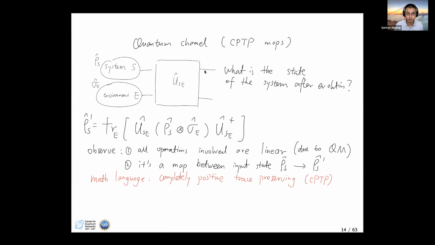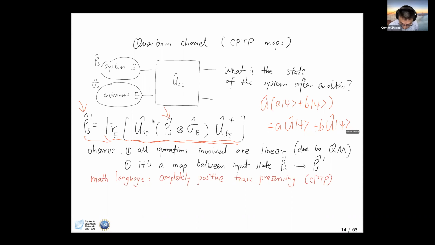We know the general state of the global system here is described by U_SE acting on the initial state rho_S and the environment state sigma_E. The only thing you need to do to look at the subsystem is to trace out the environment E. And observe all the operations involved in this input-output relation. Here it's a general input-output relation: this is the input state rho_S, and this is the output state rho_S prime. All operations involved here are linear. These unitary operations are linear. Linearity in general means that if I apply a unitary to a superposition of two states, it will create a superposition, but the unitary acts on the two states. Let me write another state psi here. So it will act on it linearly. And it's a map between the input state and the output state here.